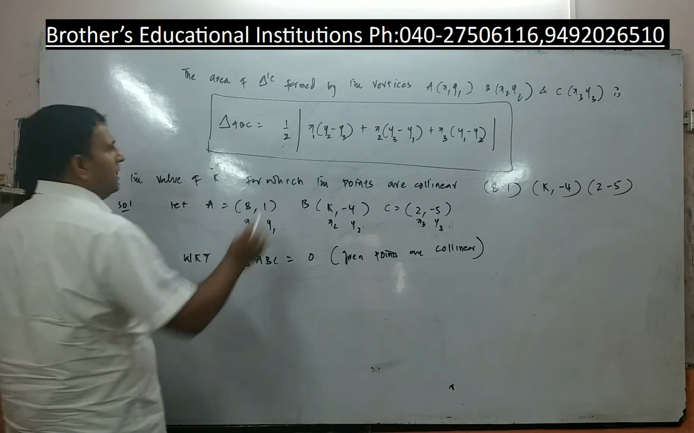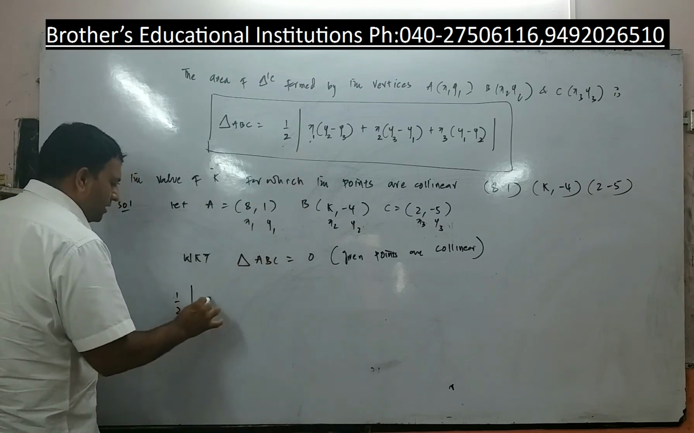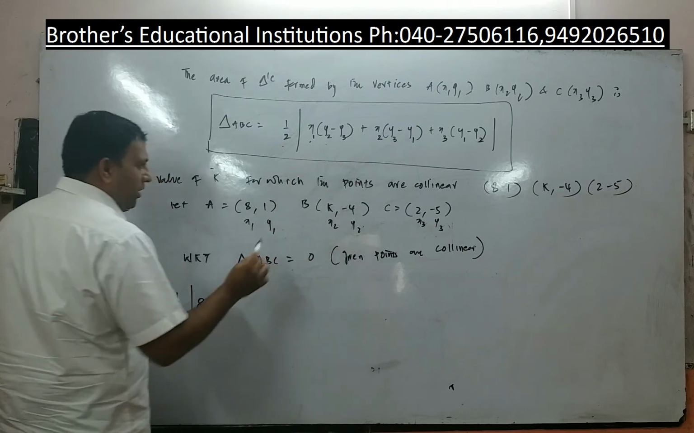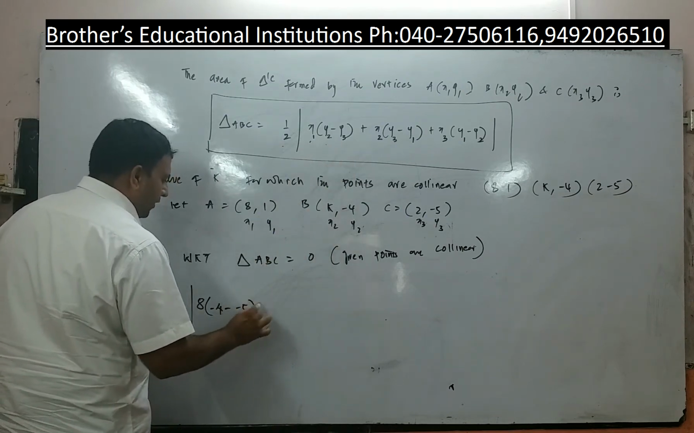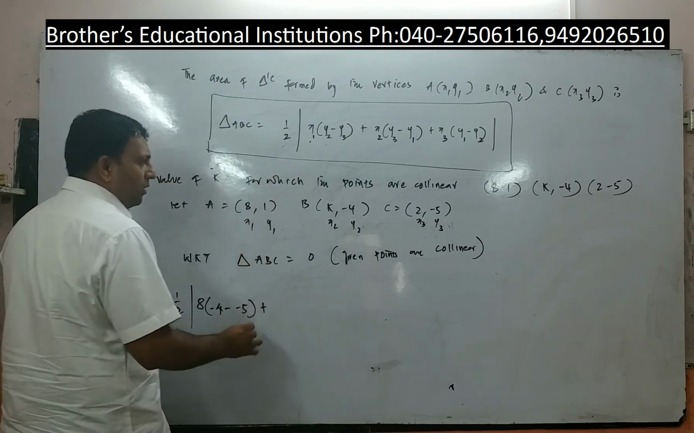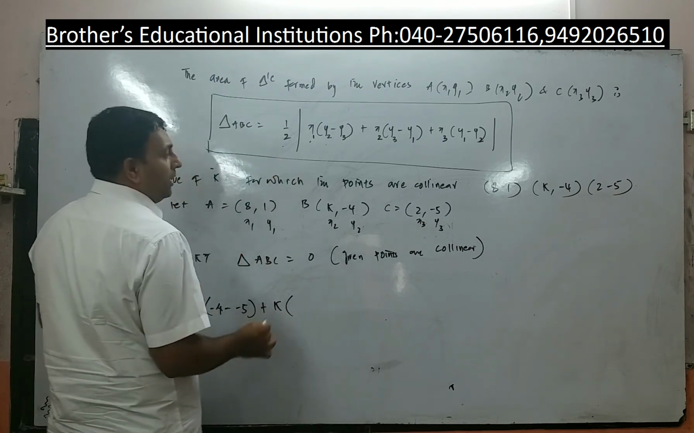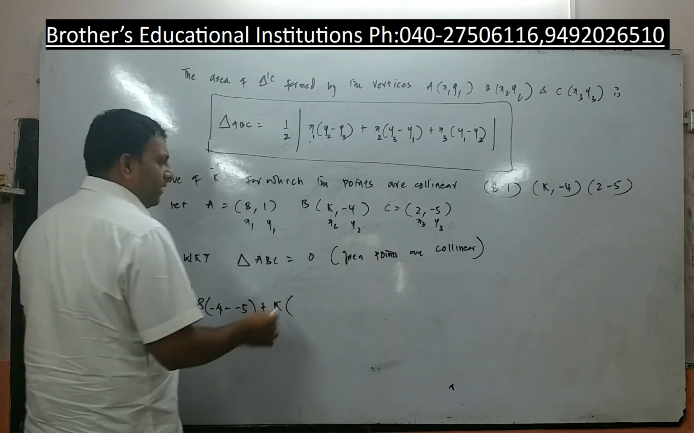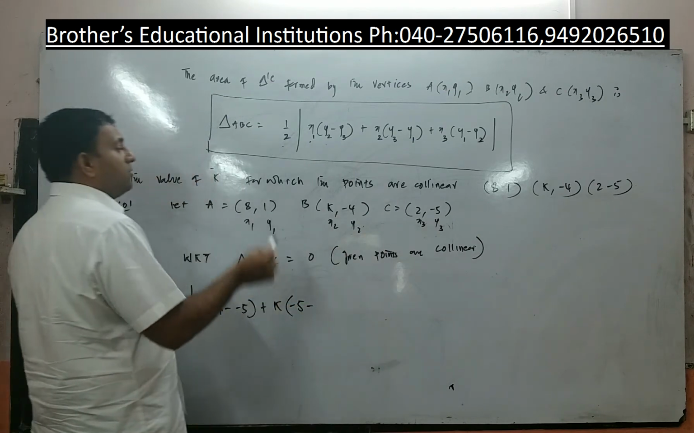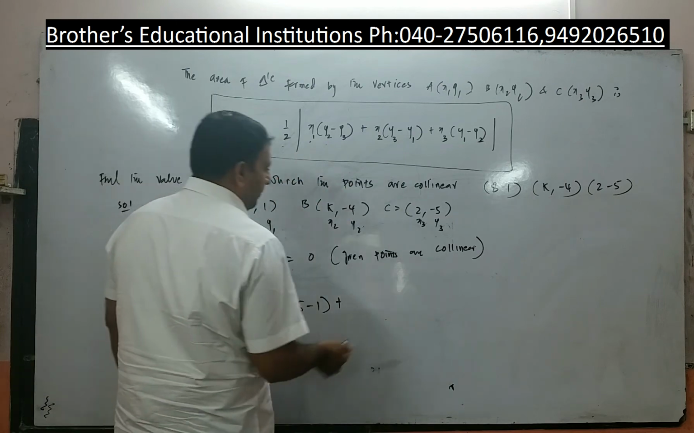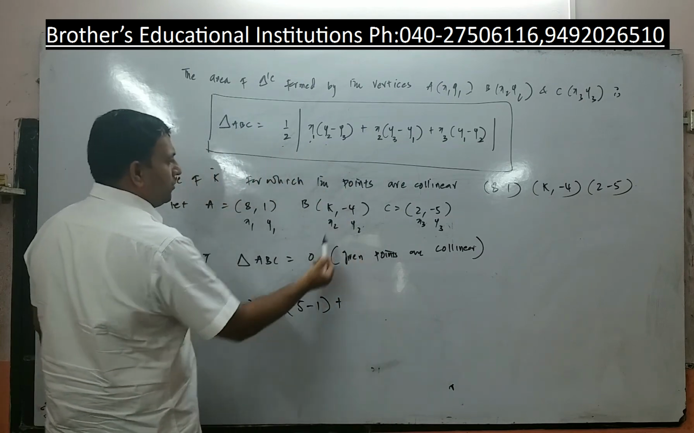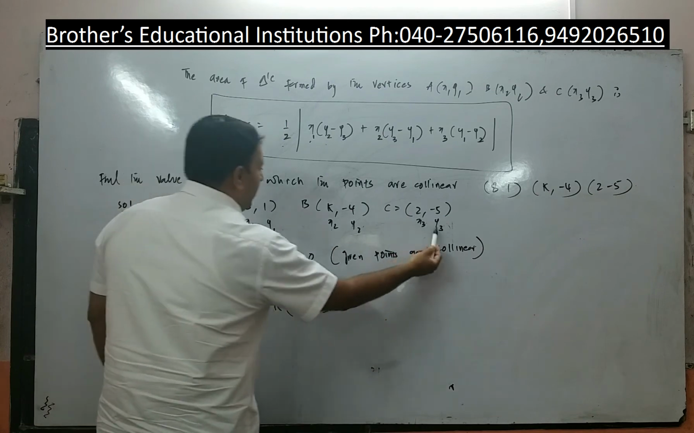Half modulus x1. What is x1 value? 8, into y2 minus y3. What is y2 value? Minus 4. Minus, what is y3 value? Minus 5. Plus x2. What is x2 value? k, into y3 minus y1. What is y3? Minus 5. Minus, what is y1? 1. Plus x3.